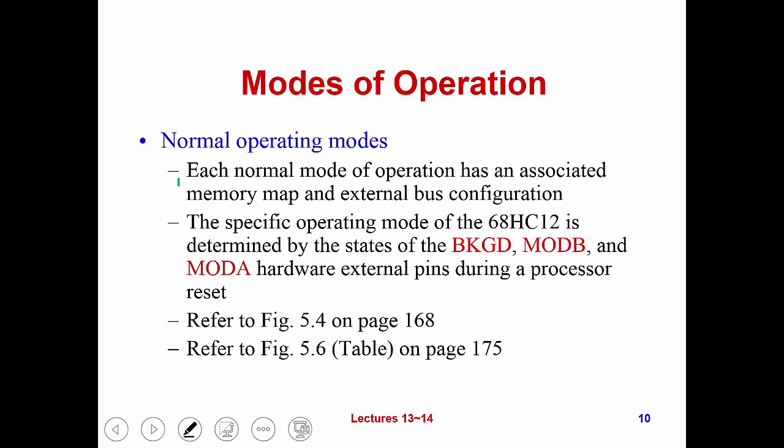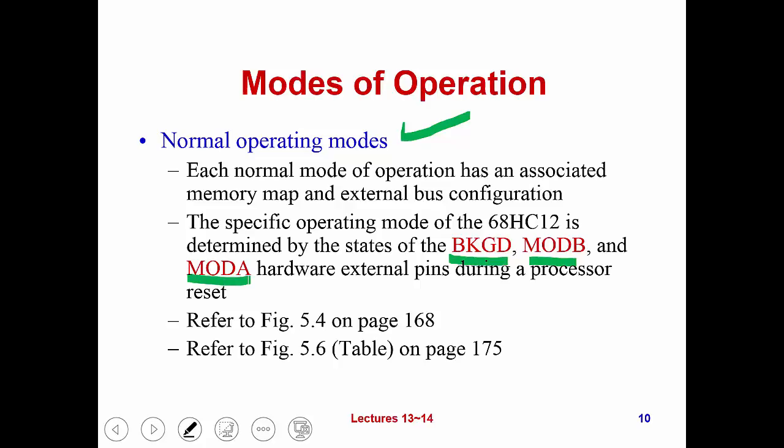So how do we configure a 68HC12 to run in a particular mode? Or in other words, how can we configure a 68HC12 to run in a normal operating mode? We have 3 pins. They're called the background, mode B, and mode A.